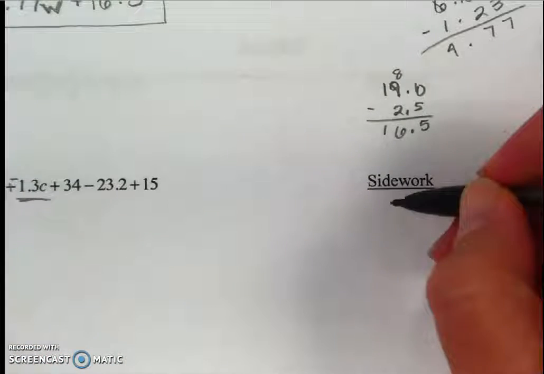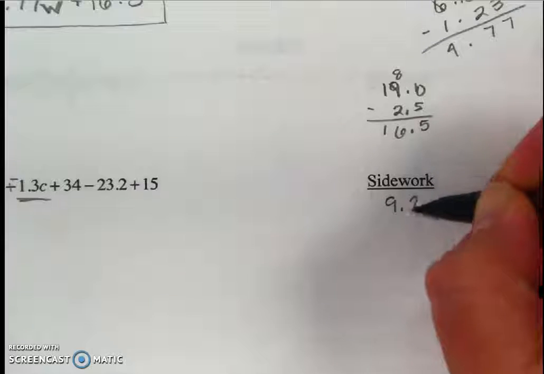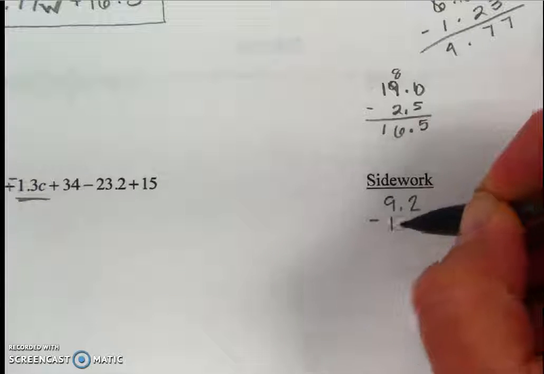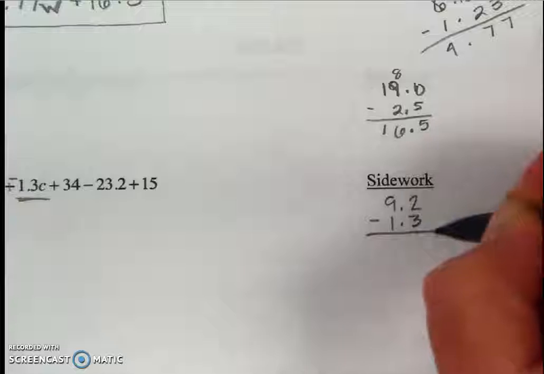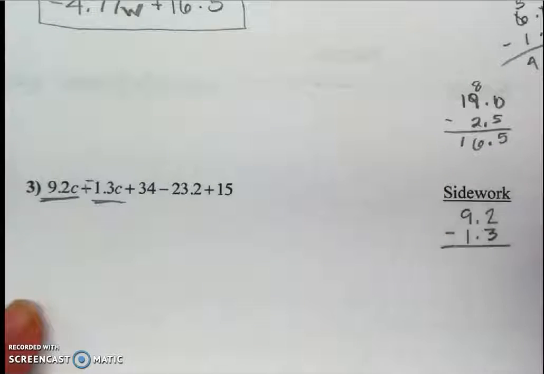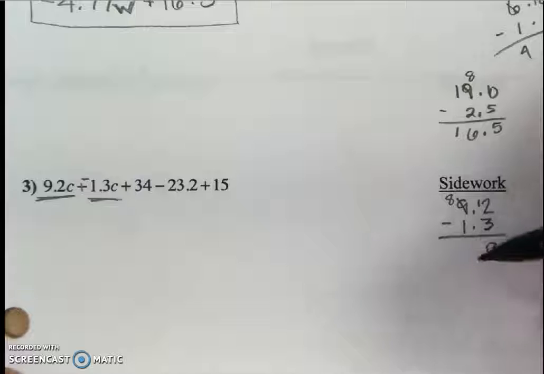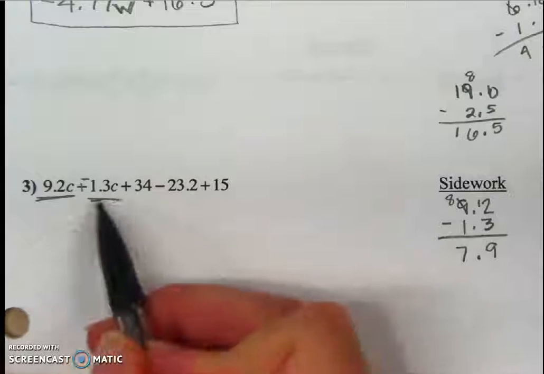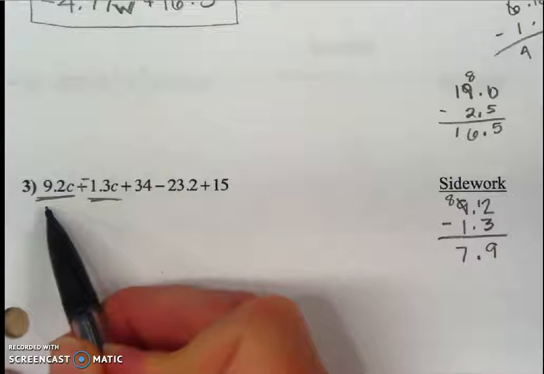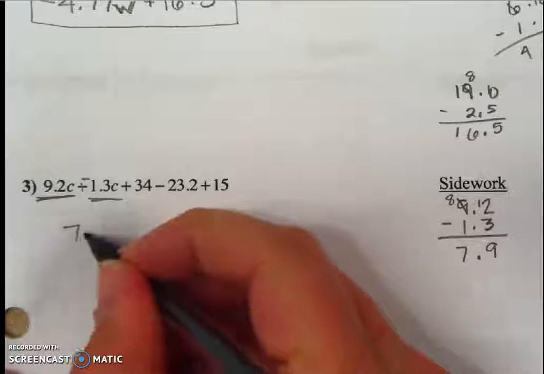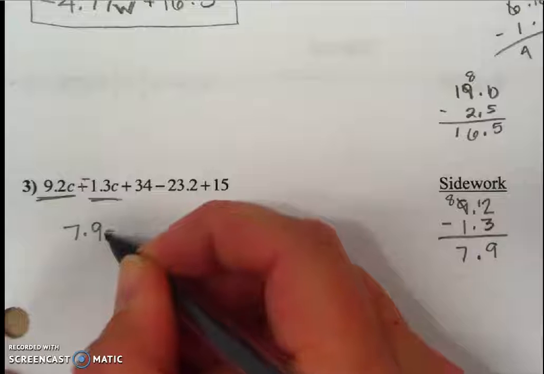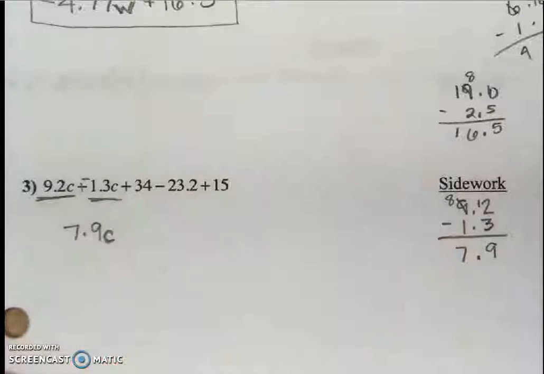So I'm going to do that side work over here. 9.2 minus 1.3. And I'll line it up that way. Don't mind the bell. All right, so here again, I need to borrow. Make that an 8, make that a 12. 12 minus 3 is 9. Bring down the decimal. 8 minus 1 is 7. And so over here, what did I have more of? Oh, I had more positives. So I'm going to write positive 7.9C because those were my C's.